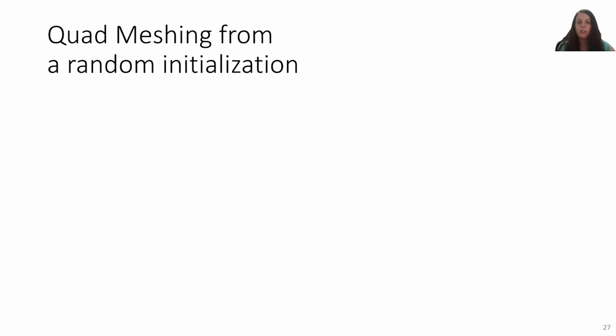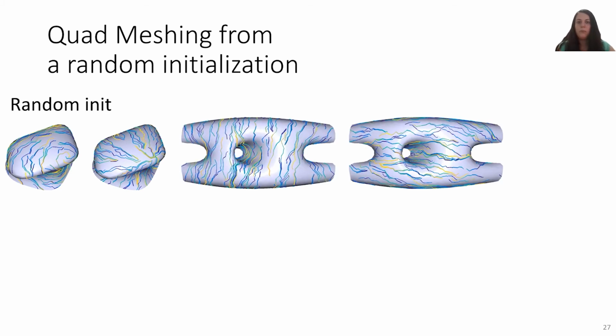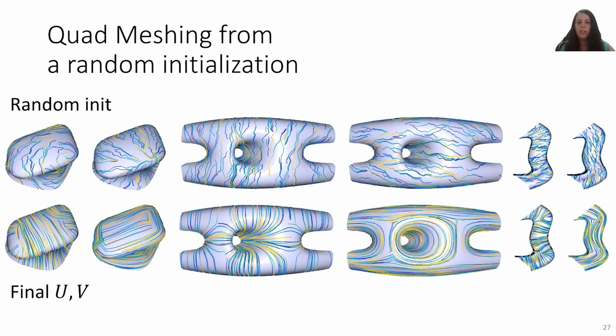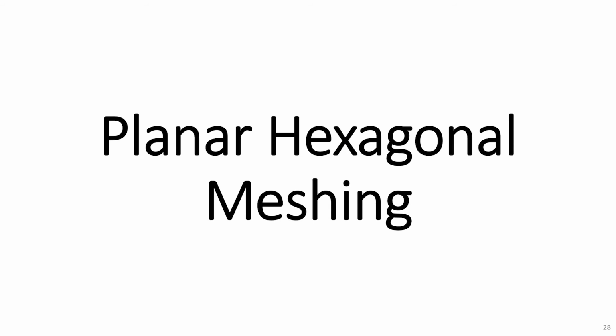Here we show the results for quad meshing from a random initialization, meaning U is random and V is rotated by pi over 2. And we see on top the initial flow lines of UV for a few meshes. The final ones appear below. And these are the resulting meshes without planarization. You can see that even though this is a non-convex optimization scheme with a random initialization, we still got good results. Now Casper will explain about planar hex meshing.